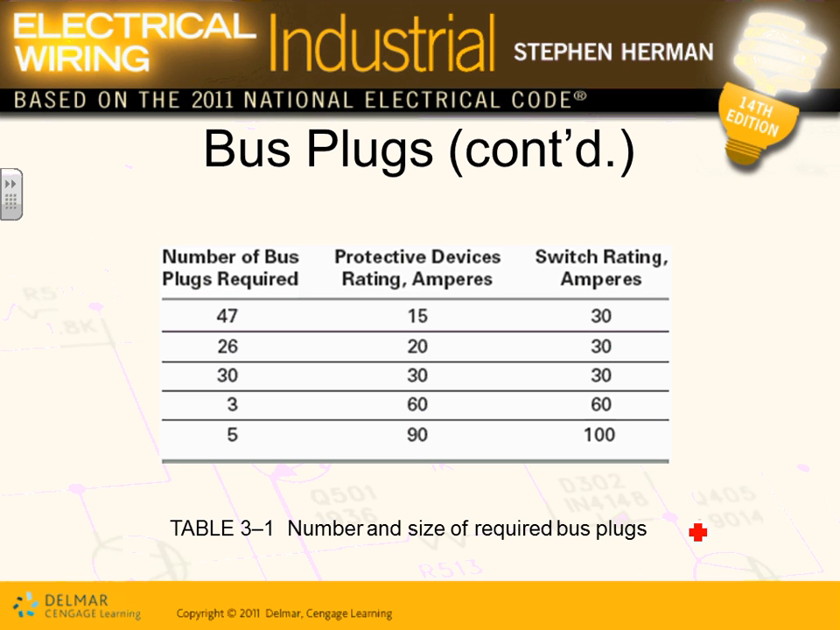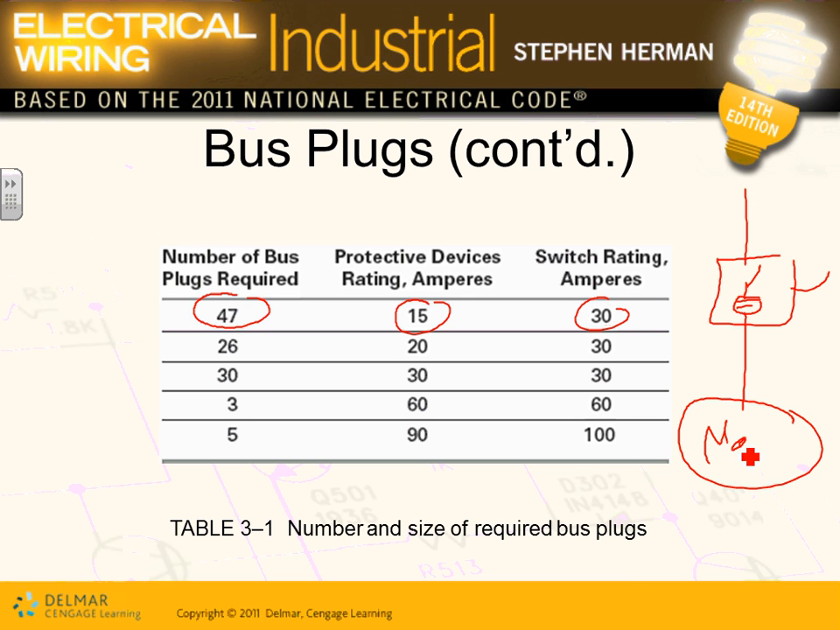Okay, the project that we have, Adam, we're looking at it right here, look how many plug-ins, protected devices rating. We have 47, 15 amp fuse, 30 amp disconnect. So here's my disconnect, here's my fuse, and here's my machine, guys. And this is also coming to a plug-in through the busway. Can you guys see that? There are 47 15 amp machines.